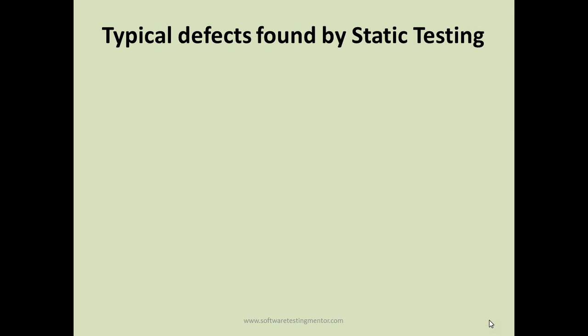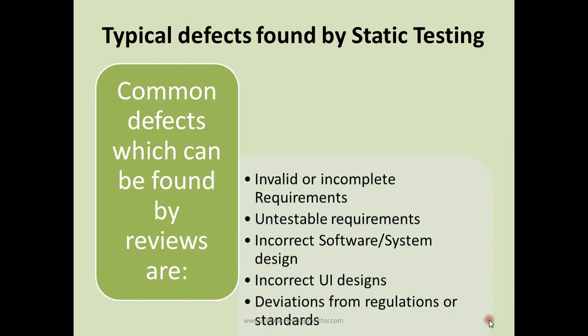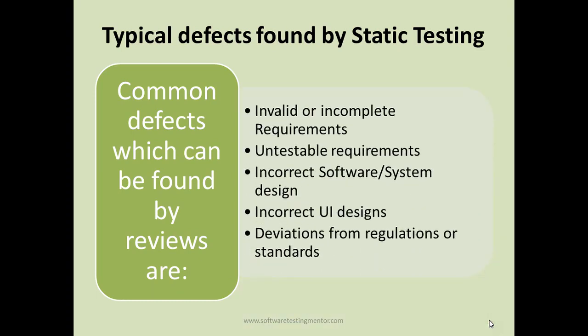Now, typical defects found by static testing. Let's see what kind of defects can be found by static testing. So invalid or incomplete requirements, which is the first phase of SDLC. The very first phase is to gather the requirement, the client requirement, or the requirements from the market if you are developing some out of the box kind of application which will be used by the mass market.